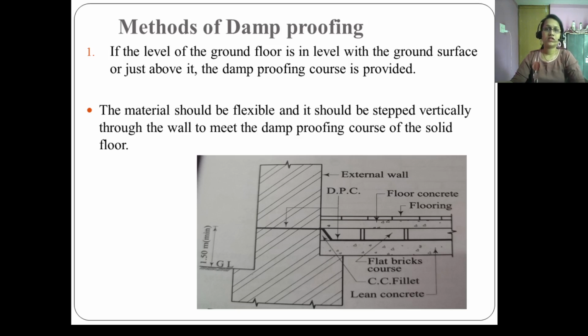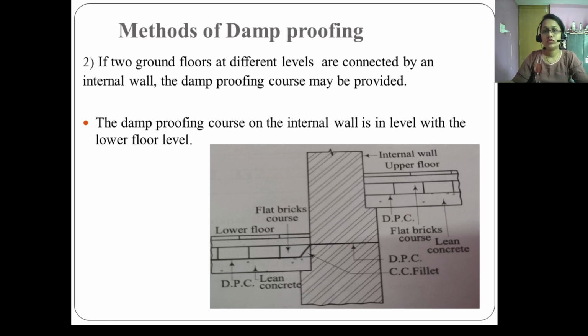Next, coming to methods of damp proofing. If the level of the ground floor is in level with the ground surface or just above it, as you can see, the damp proofing course is provided. The material should be flexible and it should be stepped vertically through the wall to meet the damp proofing course of the solid floor. If two ground floors at different levels are connected by an internal wall, the damp proofing course is provided as you can see in this figure. The damp proofing course on the internal wall is in level with the lower floor level.